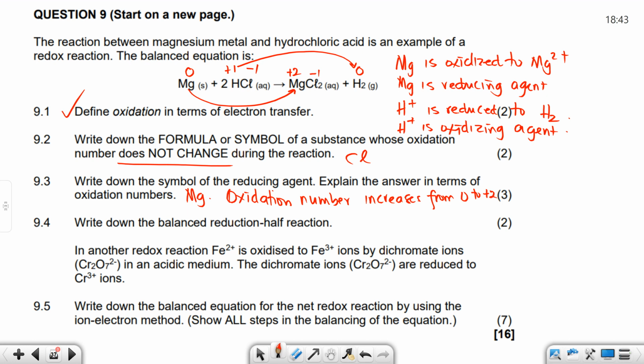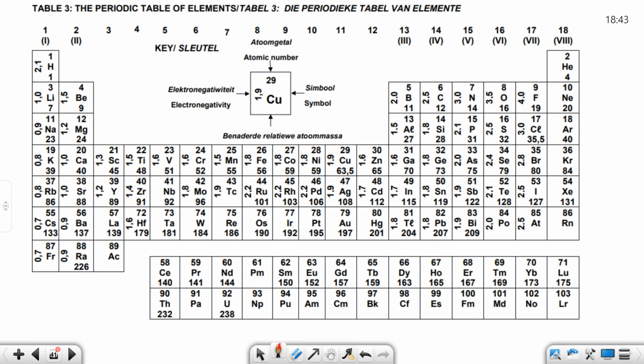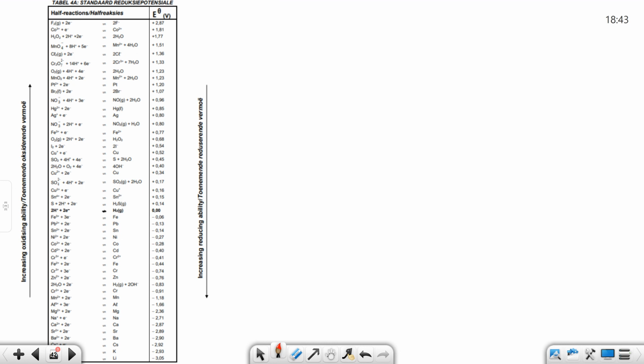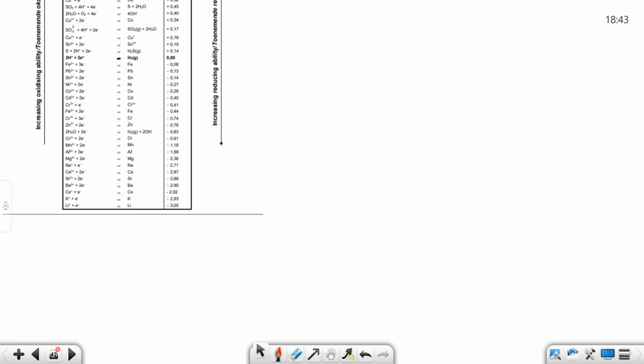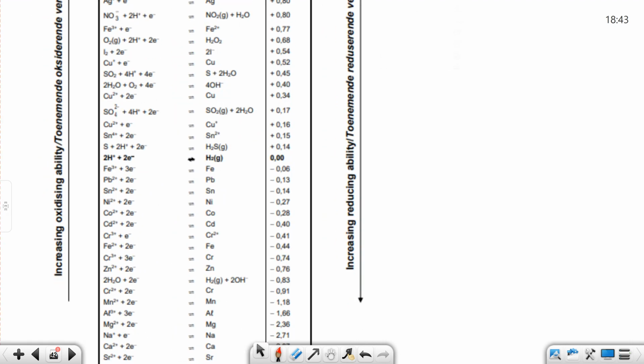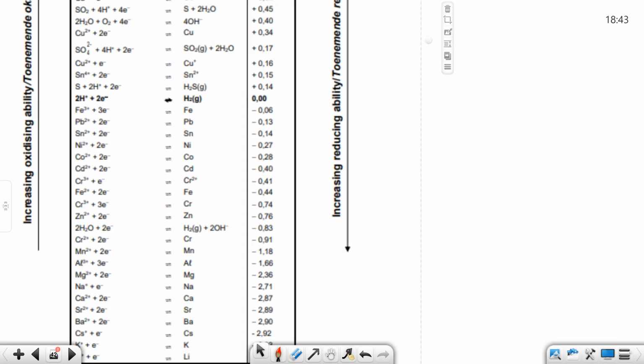Write down the balanced reduction half reaction. Do you know how to write this? Which one is reduced? H plus. Let's go to the table quickly. You'll be given a table. Let's go find H plus. All right, I'm going to magnify this so that everyone can see. Check here. This is where H plus is, guys. I want to show you how to get this done. This is where H plus is for you in grade 11. You found it, right? Now, so this is what we have.